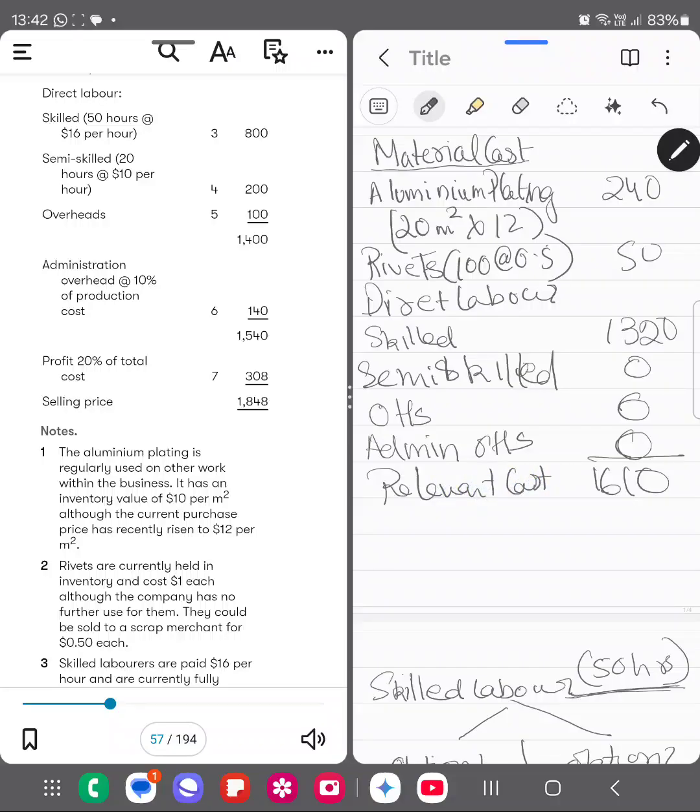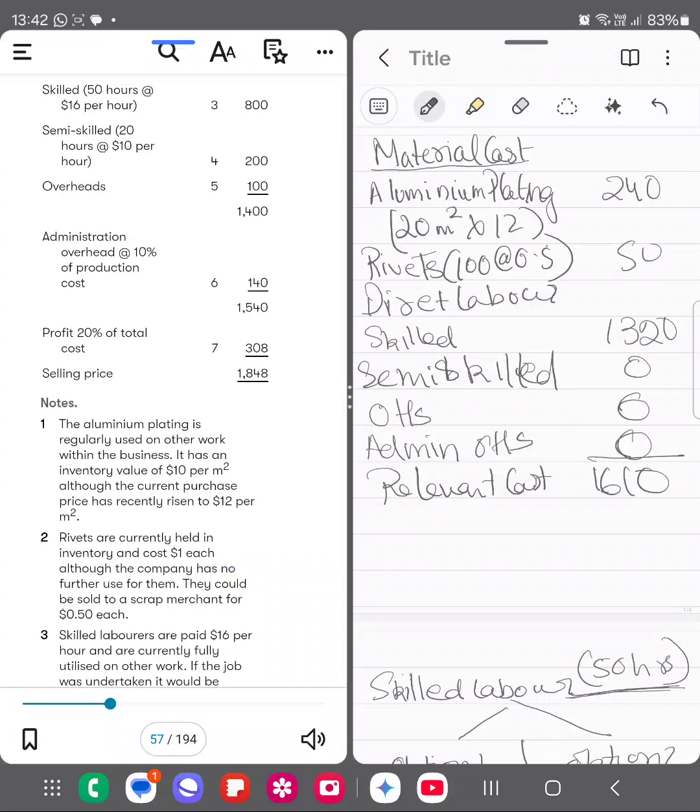Now it also says minimum profit of 20%. Is that required? No. Why will we calculate profit? This is not required. We are just talking about relevant cost, the minimum cost. So we do not need to calculate the profit percentage.